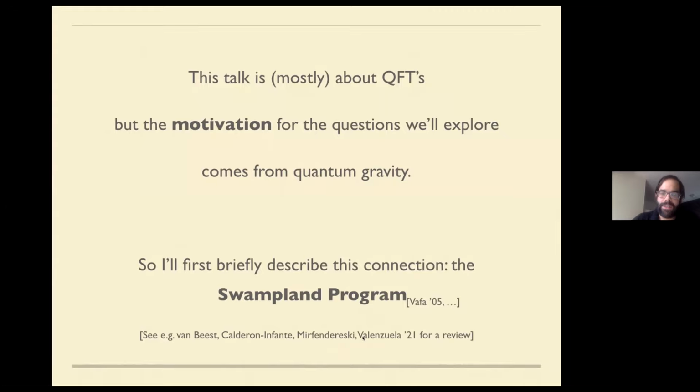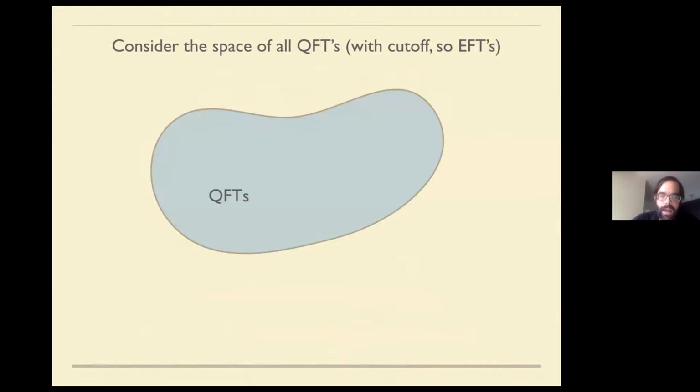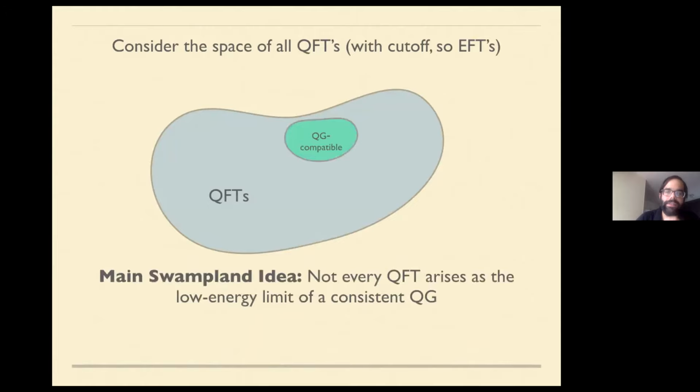So what is the Swampland program? Well, you can think of the space of all quantum field theories, and let's think of all quantum field theories as low energy effective field theories. So we have a cutoff and we allow non-renormalizable operators. We can draw it as some sort of blob like this. The basic idea behind the Swampland program is we want to understand which quantum field theories can arise as the low energy limit of a consistent quantum gravity theory. And it starts from the observation that you cannot just get anything in this way. You can just get a reduced set of possibilities.